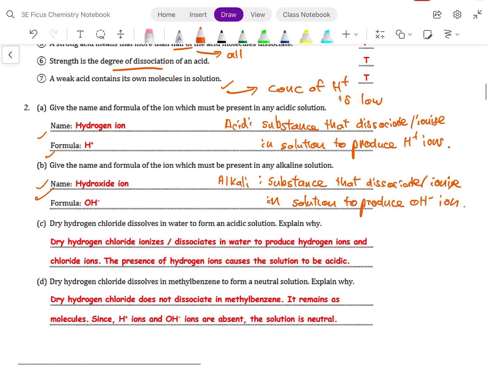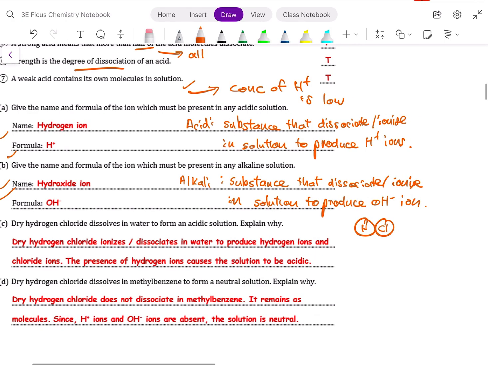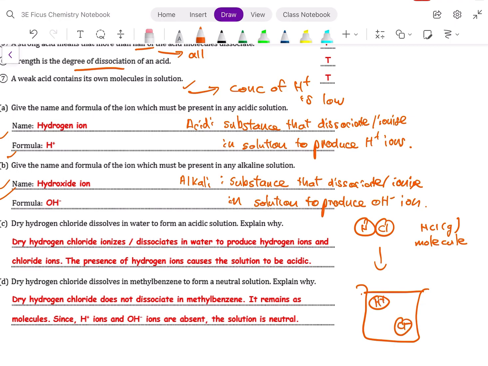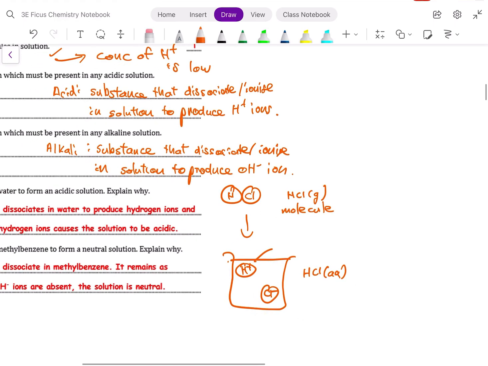Next, dry hydrogen chloride dissolves in water to form an acidic solution. Explain why. A few pages earlier we looked at HCl gas. This is a molecule, there are no ions. But when you throw it in a beaker of water, the dissociation happens. You become HCl aqueous, then the dissociation happens. Usually we represent it, later I'll scroll back, don't worry. That dissociation happens and you get your H plus ions.